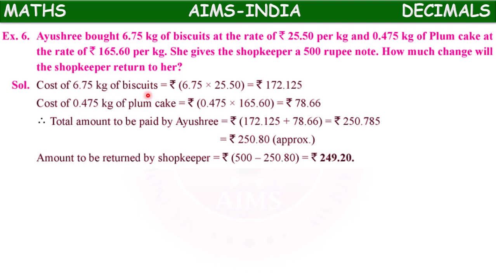What is the cost of biscuits? Each kg 25.50, like that 6.75 kgs. Multiplication. Plum cake also, quantity into price. Quantity into price. Total cost of biscuits. Total cost of plum cake. Total amount to be paid: biscuits amount plus plum cake amount. Both we have to add. 250.785 rupees she has to pay.